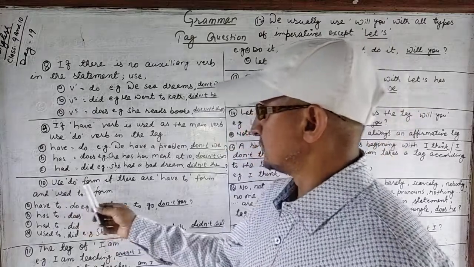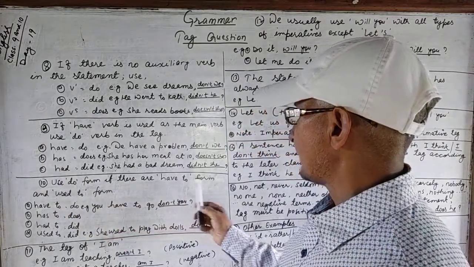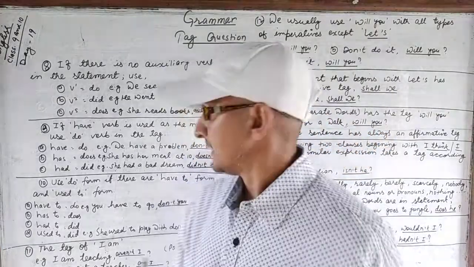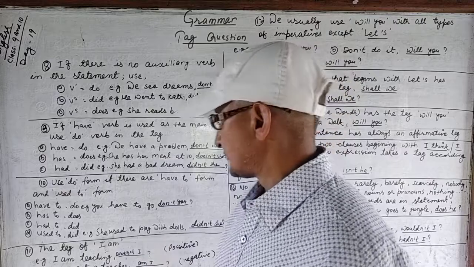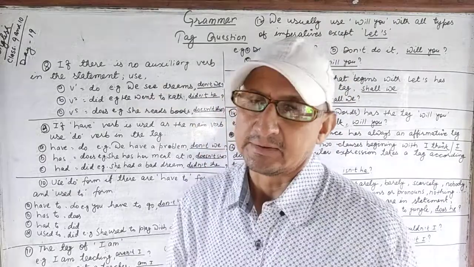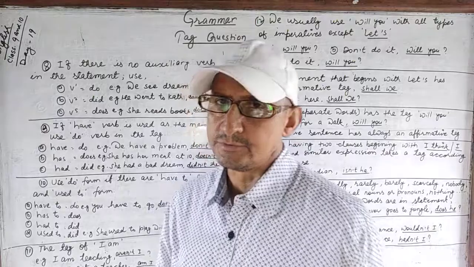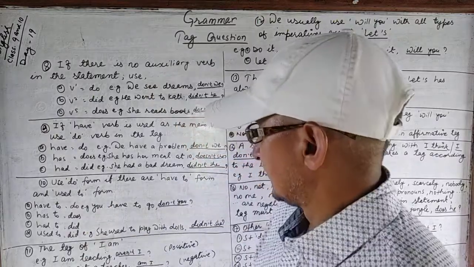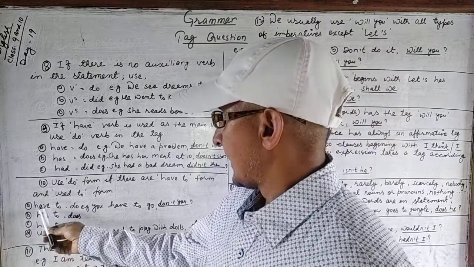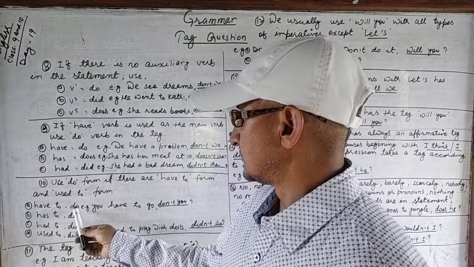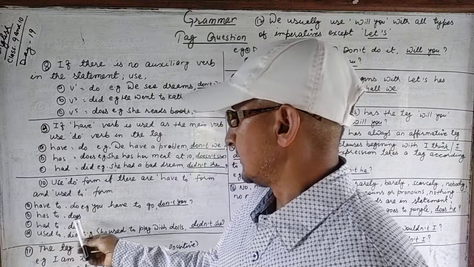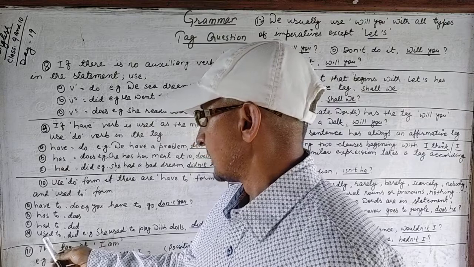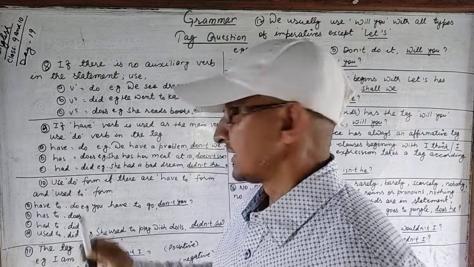Next is, use the do form if there are have to and used to forms in the statement. If there is have to or used to in the statement, we use the do form of the verb. Let's see the example. For have to, we use do. For has to, we use does. For had to, we use did. And for used to, also we use did.